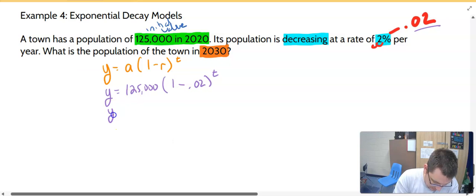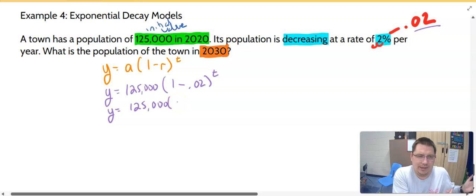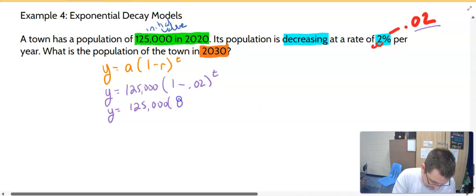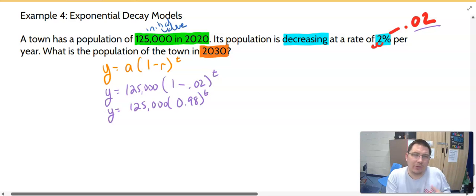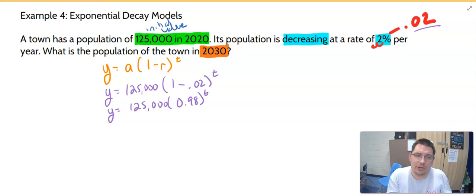And simplifying that, the easiest way to always think about these is to think, what's a dollar minus however many cents I'm subtracting? So what's a dollar minus 2 cents? Well, it's 98 cents to the t. And so that would be our equation of it. And so if you're ever asked what is the equation modeling this situation, you would leave the t in place.